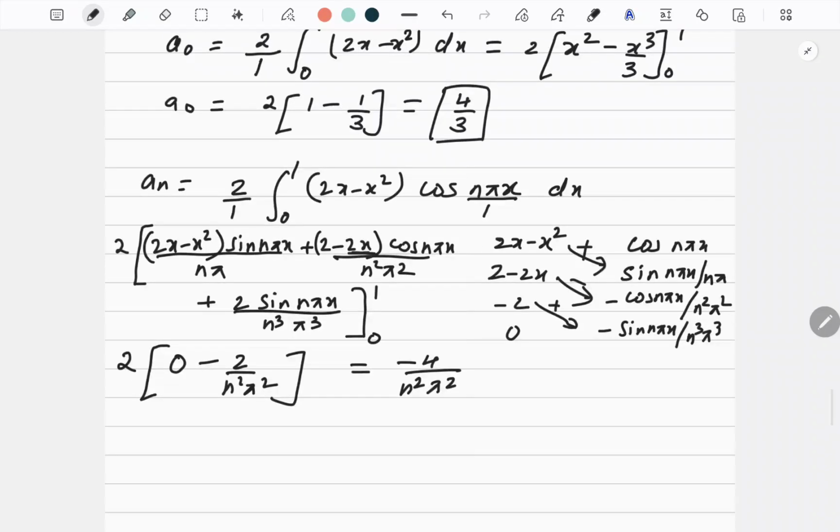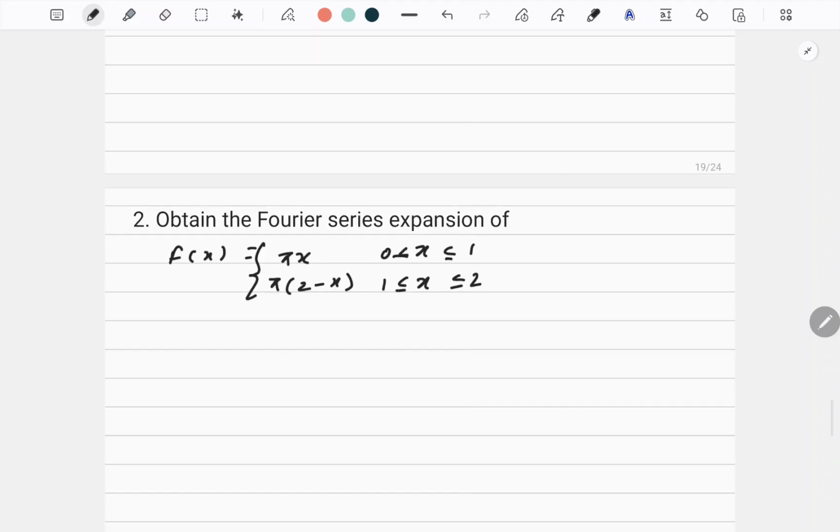So what is the answer now? My answer: f of x is equal to a0 by 2, that is 2 by 3, plus summation of minus 4 upon n square pi square, and this is cos n pi x upon L, which is 1. So I am done. This is the answer. Let's come to the next question.